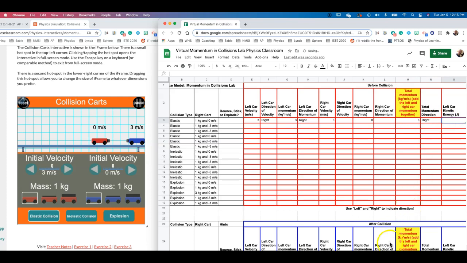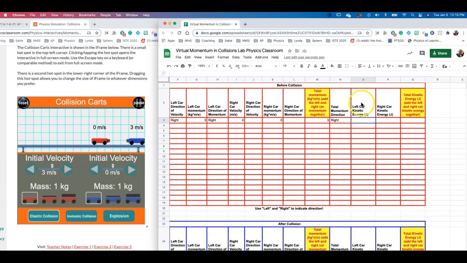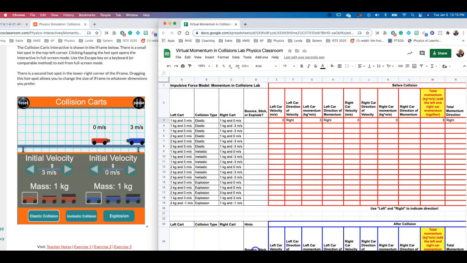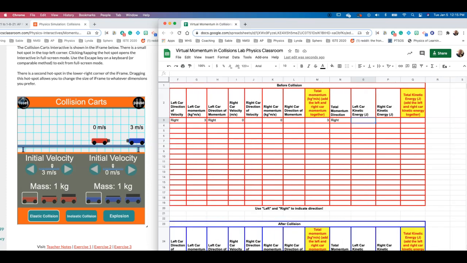The left car kinetic energy. So this is where you're going to make sure that you remember that kinetic energy is 1/2 mv squared. So our left car kinetic energy has to be 1/2 of 1 times 3 squared. So 3 squared is 9. 9 times 1/2 is going to be 4.5. So our left car kinetic energy is 4.5. Our right car kinetic energy, because it is never moving beforehand, is 0.